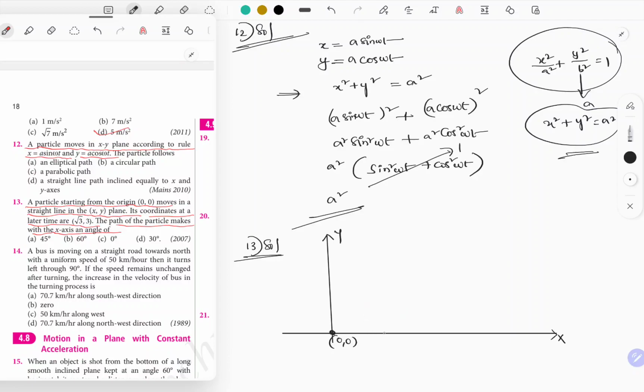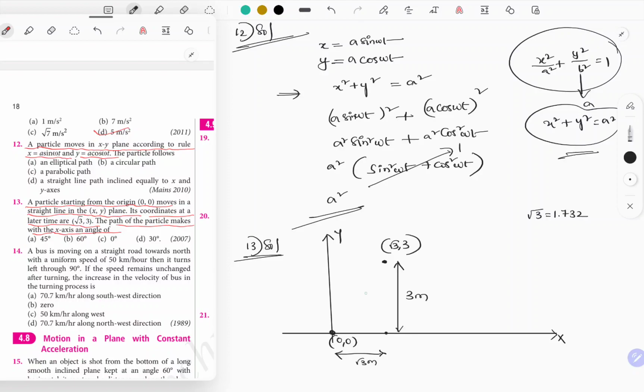Along the horizontal direction it is at root 3. Root 3 is approximately 1.732. Remember this. Which is greater, 3 or root 3? 3 is greater. So along horizontally it is at 1.732, along vertically it is at 3. So this is root 3 meter and this is 3 meter. That means this is where the particle is, (root 3, 3) meter.